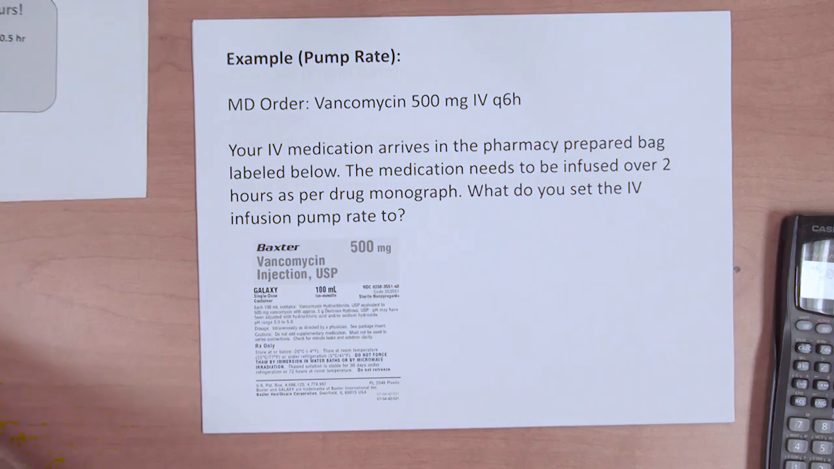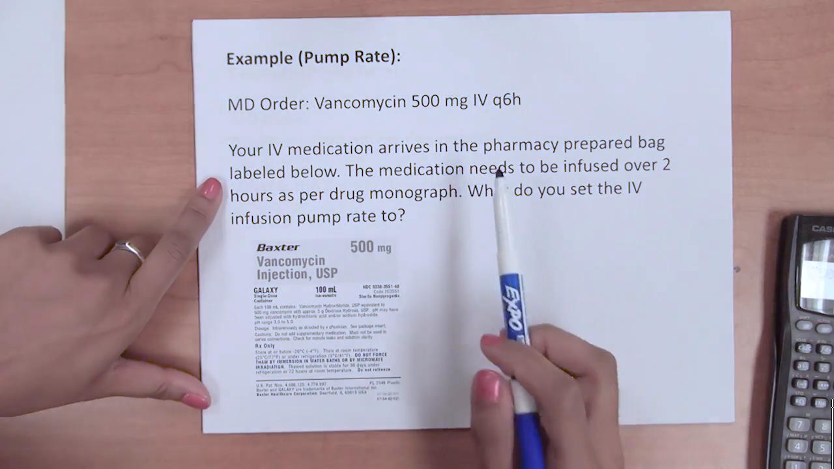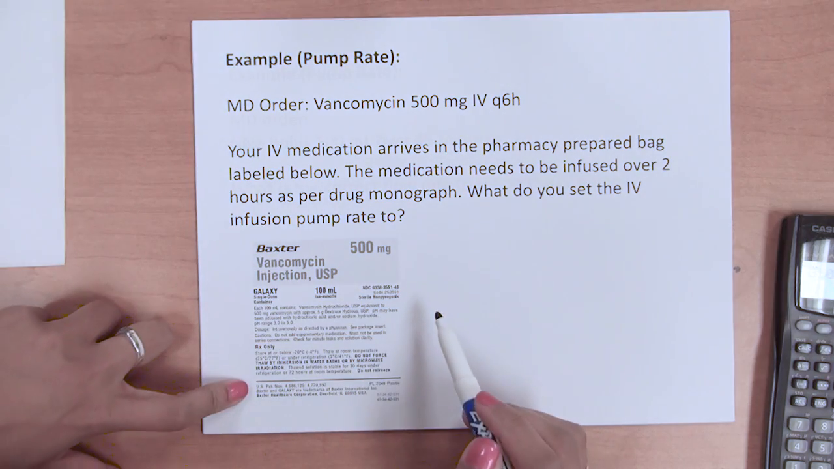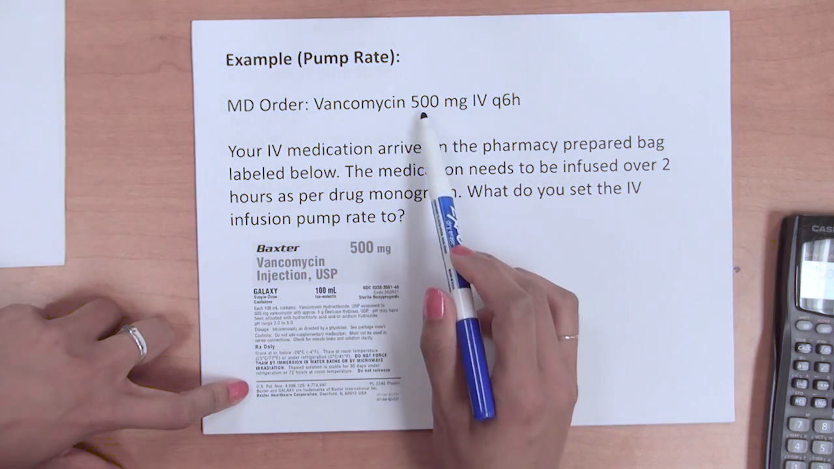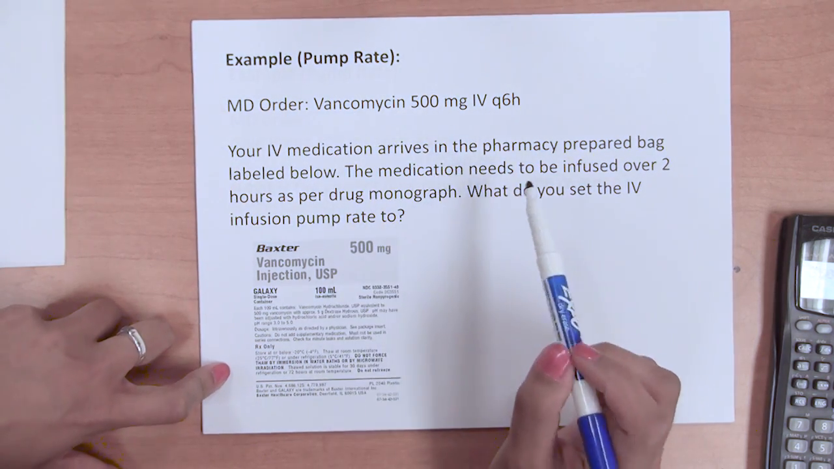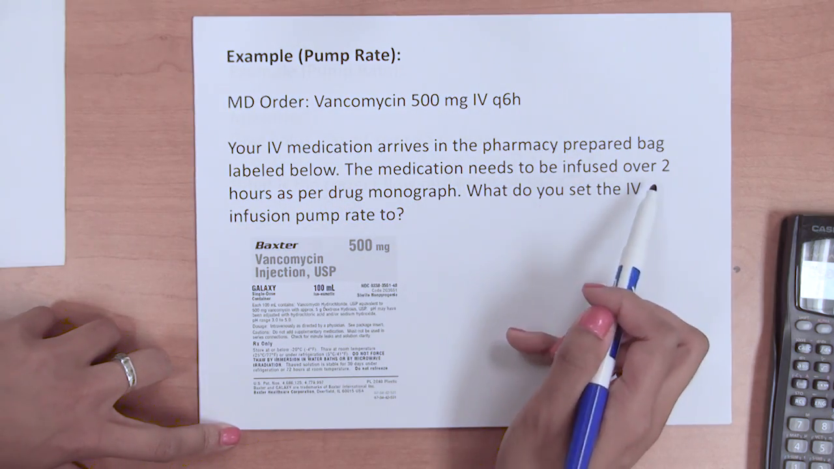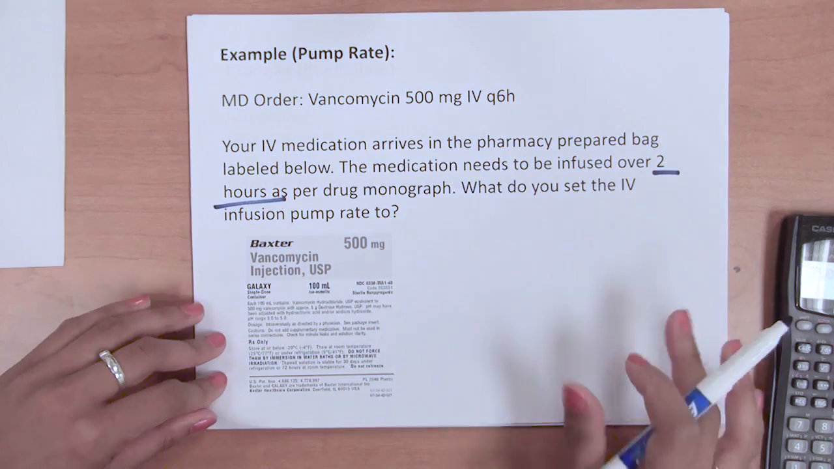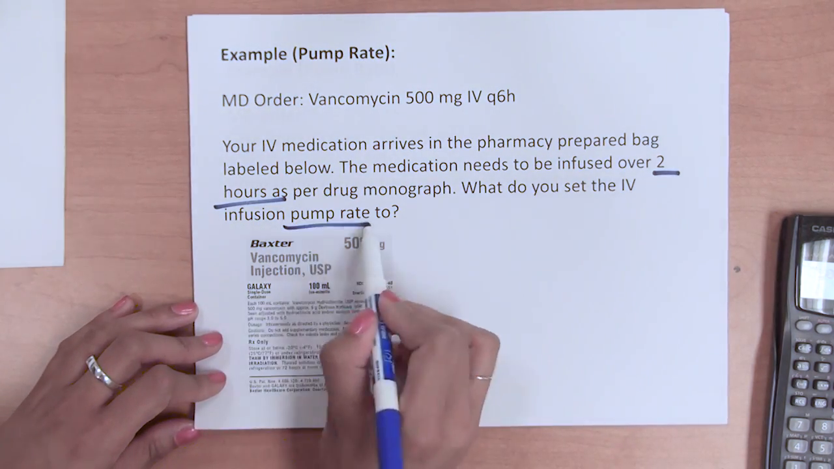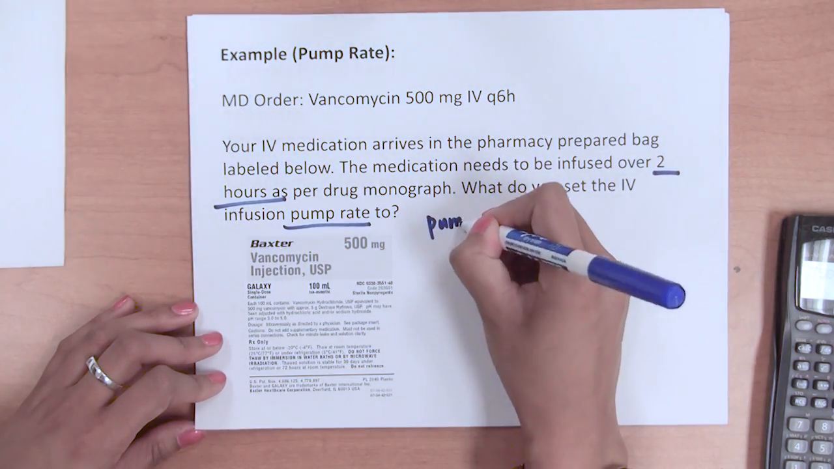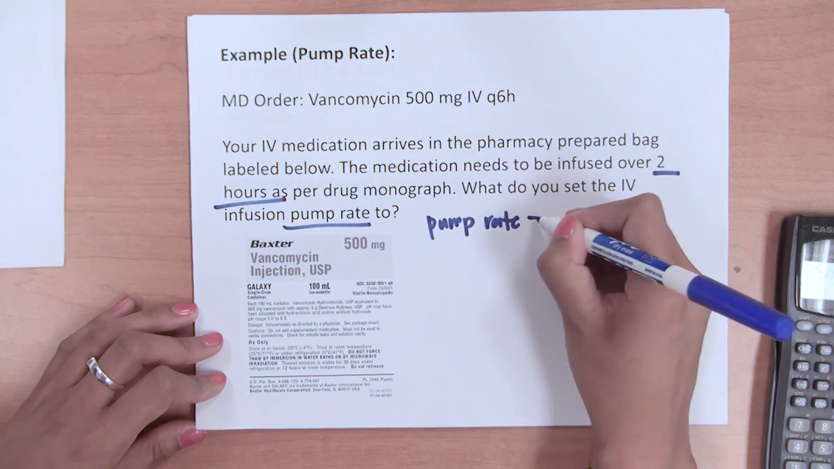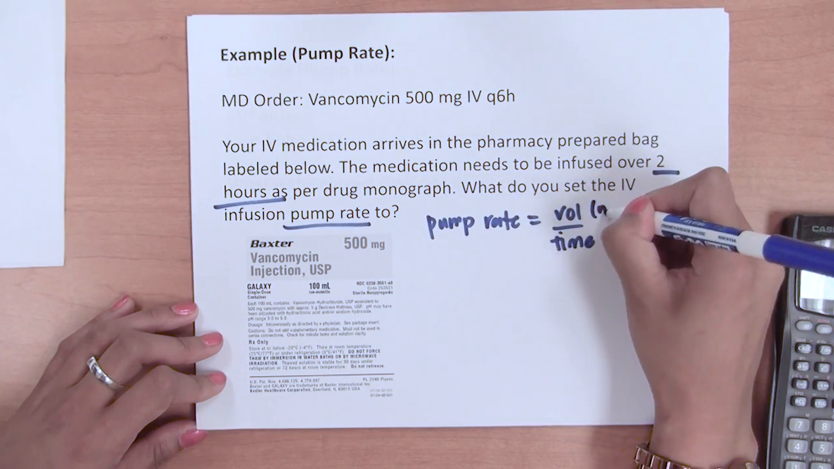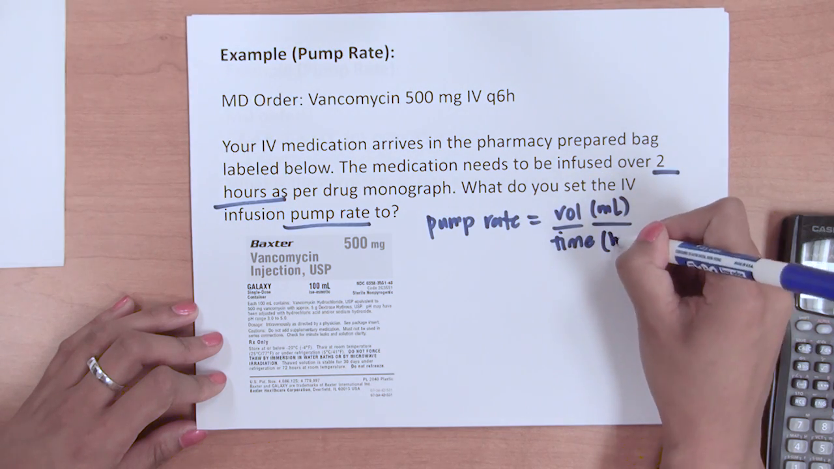Next question. So your IV medication arrives in the pharmacy prepared bag labeled below. So here's our IV bag. This is the doctor's order, 500 milligrams IV Q6H of vancomycin. The medication needs to be infused over 2 hours as per the drug monograph. What do you set the IV pump rate to? So let's put our formula down. Pump rate is volume over time. And let's remember that it's in milliliters over hours.